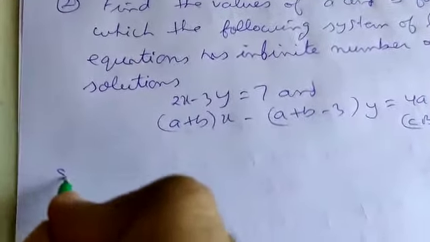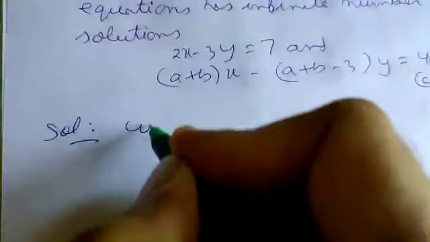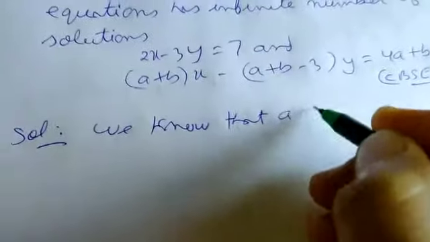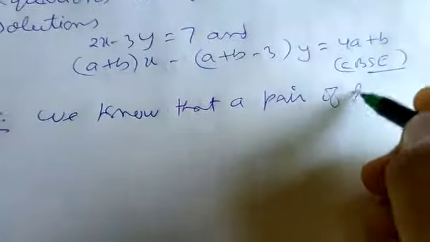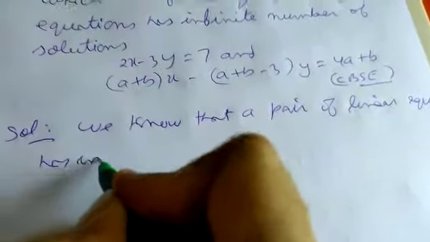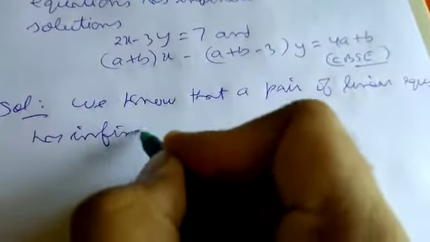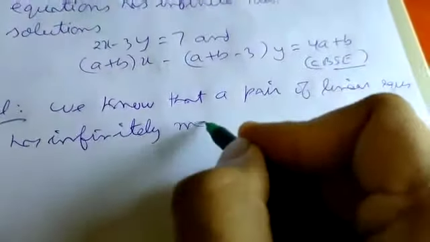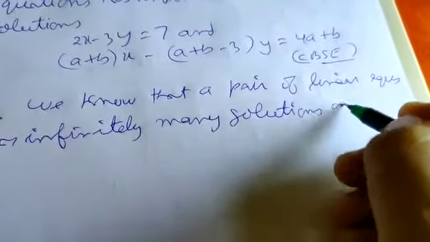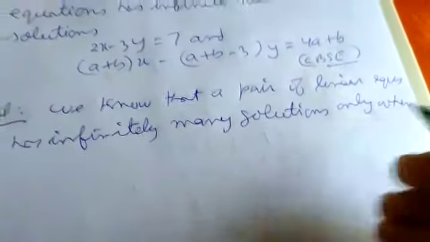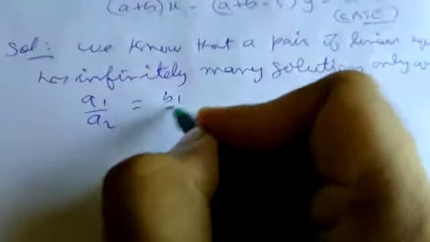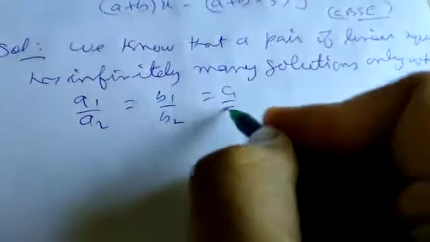Solution. We know that a pair of linear equations has infinitely many solutions only when a1 by a2 is equal to b1 by b2 equal to c1 by c2.